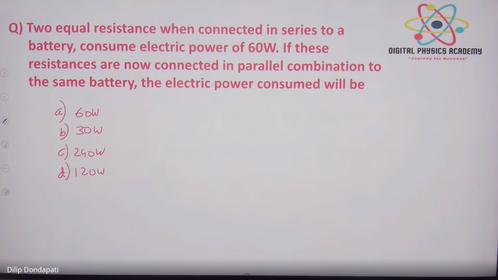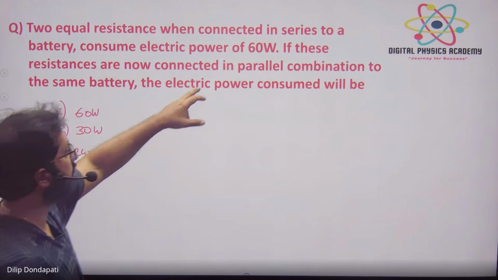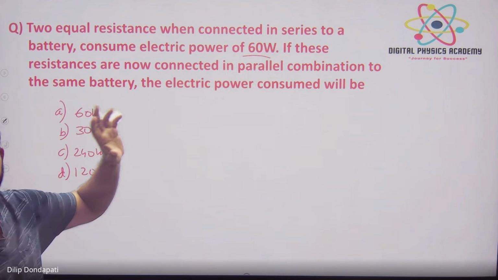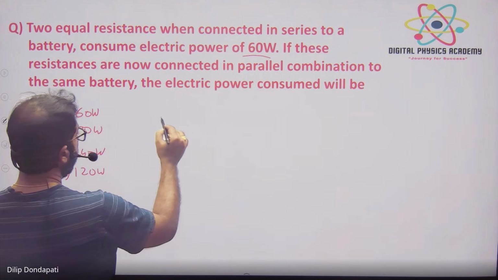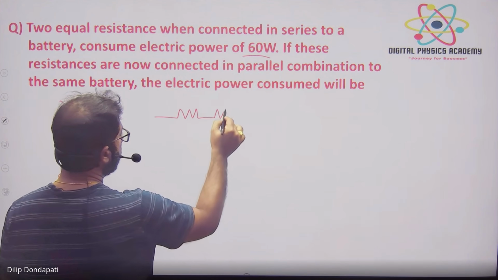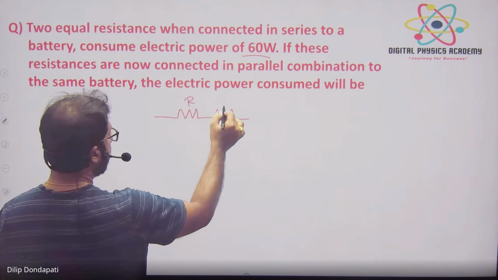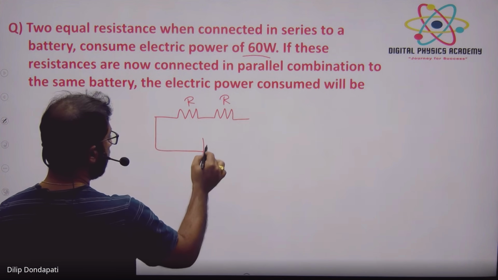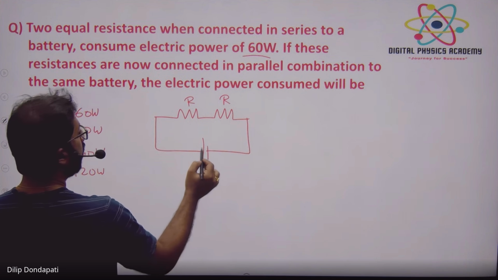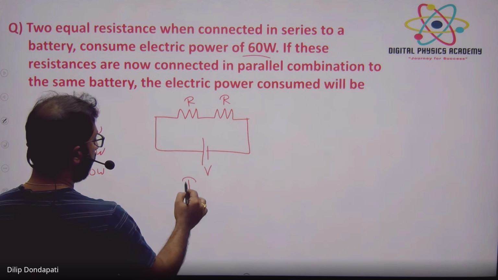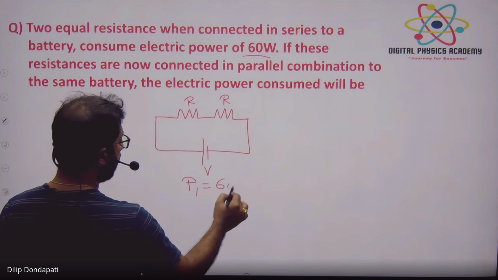Two equal resistances when connected in series to the battery consume electric power of 60 watts. Both together are consuming 60 watts. Okay, so draw the diagram. Two equal resistances R and R when connected in series, I connected a battery V. It is consuming a power P1 of 60 watts.